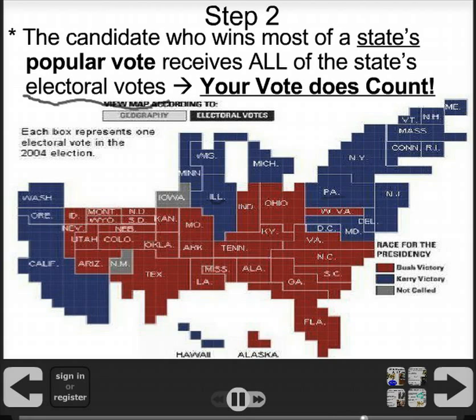Many people often make the argument that your vote doesn't count in the Electoral College, when it really does. It matters at the state level because you have a voice in determining whether your state goes Republican or goes Democrat or chooses somebody else.